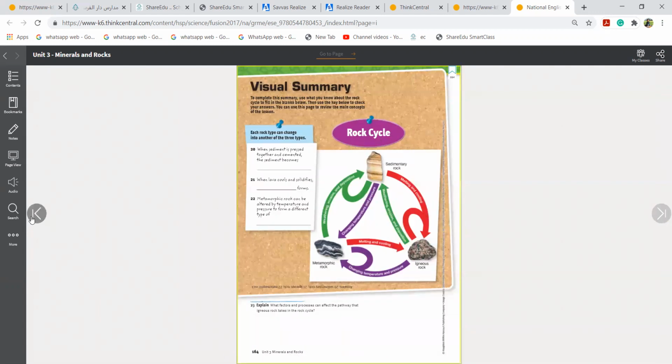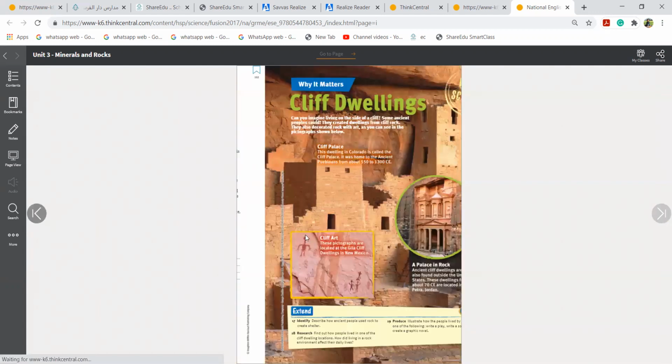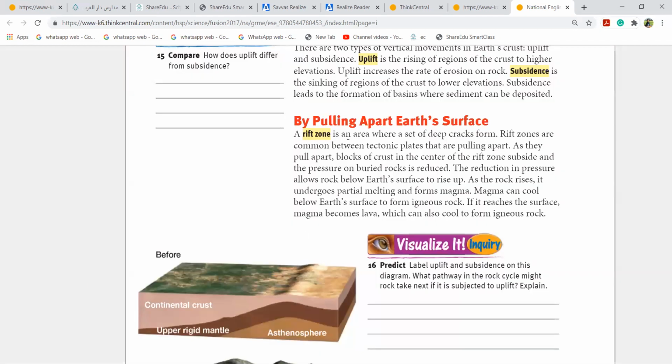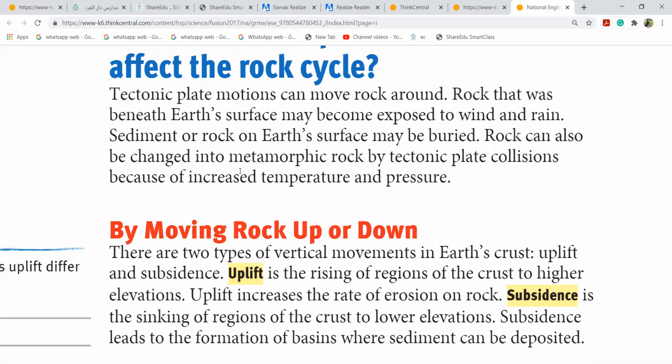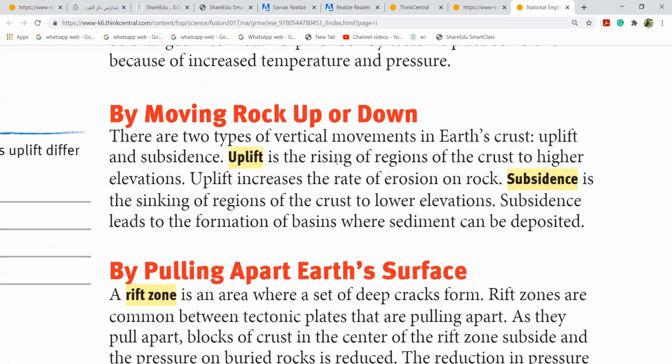So the last thing we did not learn was the last page, called uplift and subsidence. There are two types, moving rock up or down. Tectonic plate motion after the rock cycle. There are two types of vertical movements in the earth's crust, uplift and subsidence. Uplift is the rising of regions of the crust to higher elevations. It rises up. Uplift increases the rate of erosion of rock. Subsidence is the sinking of regions.